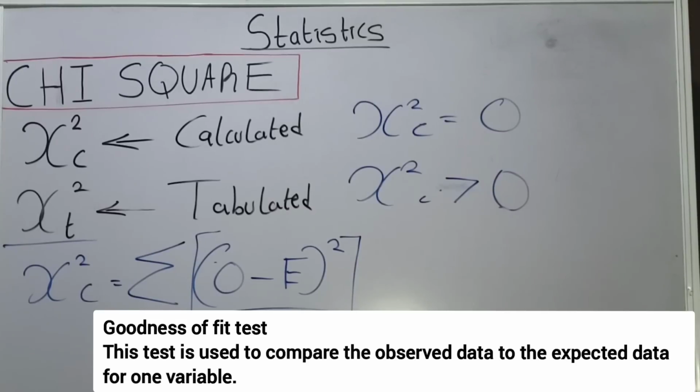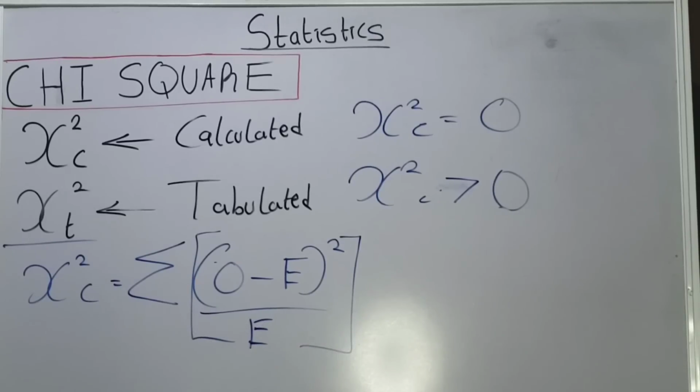An example is a die. You can be working on a die, and you are asked to test for it. The type of chi-square is the goodness of fit test, because we are only having one variable. Okay, that is all about the goodness of fit test.